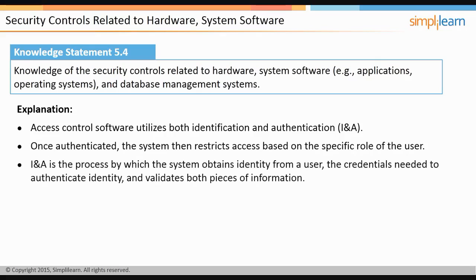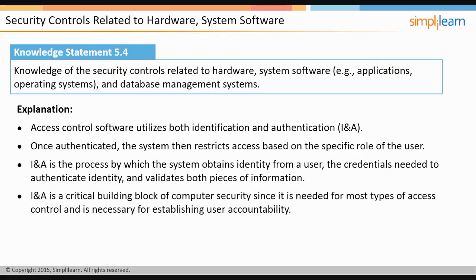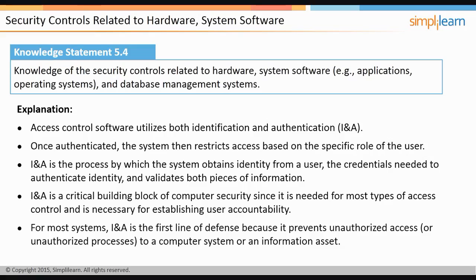I and A is the process by which the system obtains identity from a user, the credentials needed to authenticate identity, and validates both pieces of information. I and A is a critical building block of computer security, since it is needed for most types of access control and is necessary for establishing user accountability. For most systems, I and A is the first line of defense because it prevents unauthorized access or unauthorized processes to a computer system or an information asset.